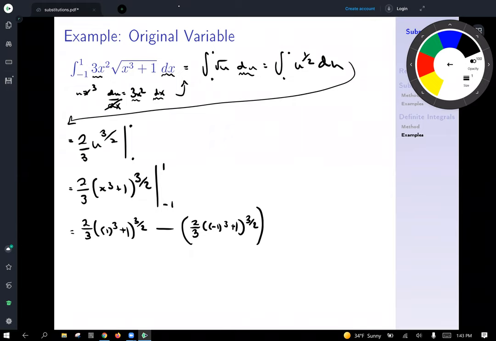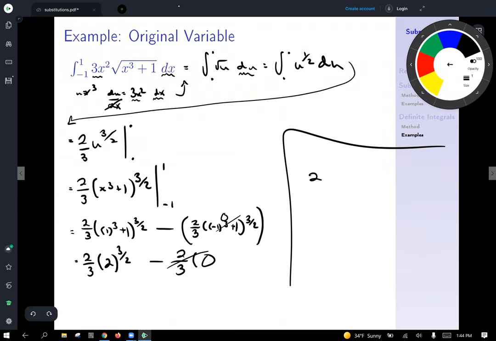Okay, so what do we have here? This gives us 2/3. Well, 1 to the 3rd power is just 1, plus 1 gives us 2, raised to the 3/2 power, minus... Well, I added those parentheses, I see that I don't need them, so I'm going to drop them. 2/3 times negative 1 to the 3rd is negative 1. Negative 1 plus 1, this is zero. Zero to any power is just zero. We've got minus zero here. We're golden, we're good.